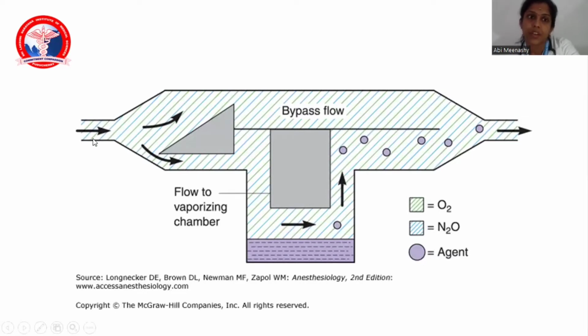As you can see here, fresh gas flow is coming. It is being split, some to the bypass flow, some to the vaporizing flow. Bypass flow, nothing has changed. It is just entering and exiting the same way. In the vaporizing chamber, it will carry some of the vapors. The circular molecules are the agent molecules that get mixed, and in the outflow part, both gas from the bypass and the vaporizing chamber is being mixed.